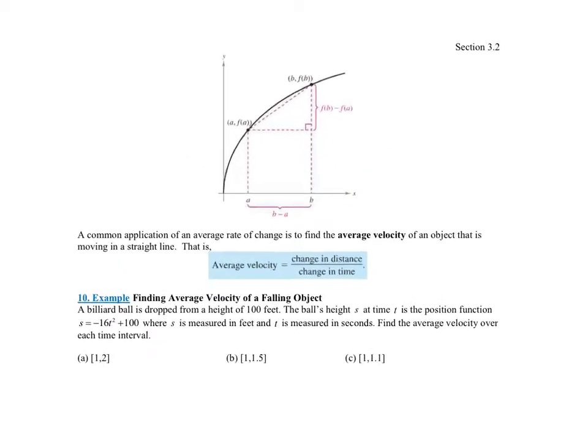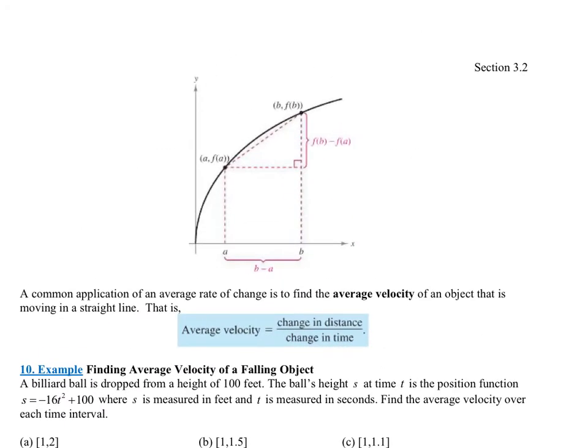So that's what's shown in this picture right here: the slope of the secant line. Here you have the points A, f of A, B, f of B. The average rate of change is the slope between those 2 points. That's also called the average velocity. When you're looking at average velocity, by the way, it's the change in distance over the change in time.